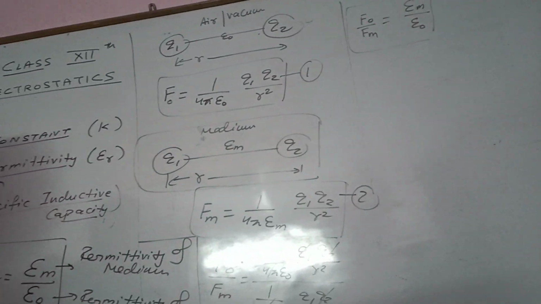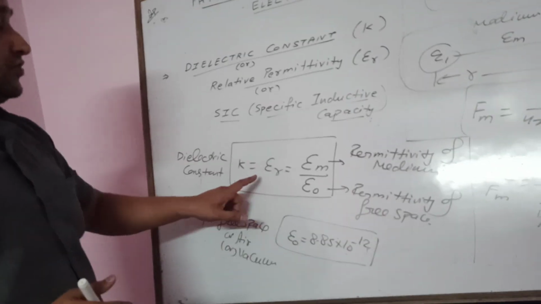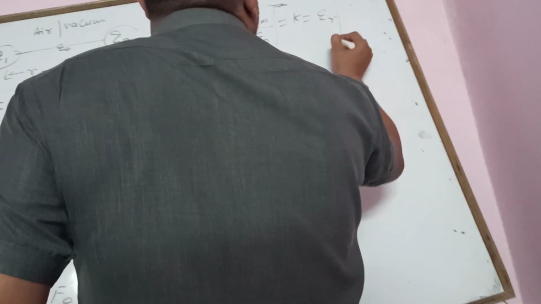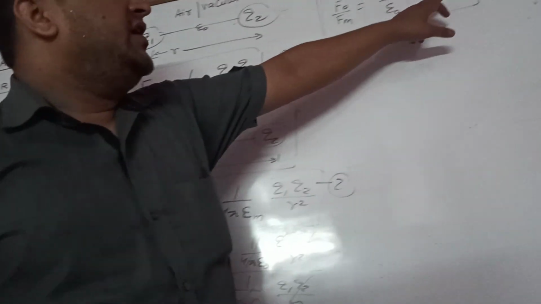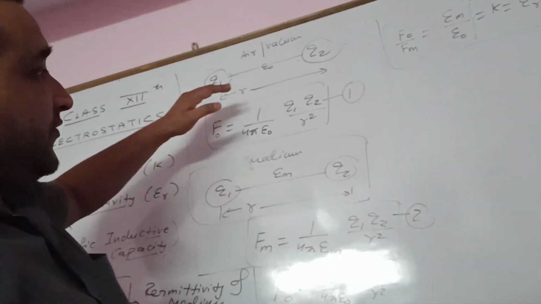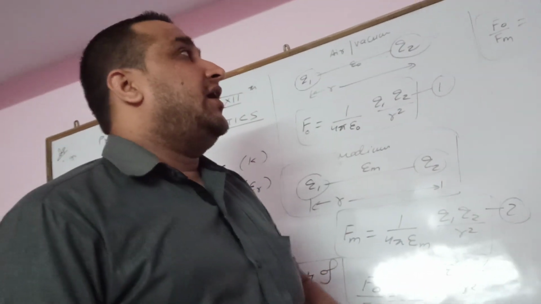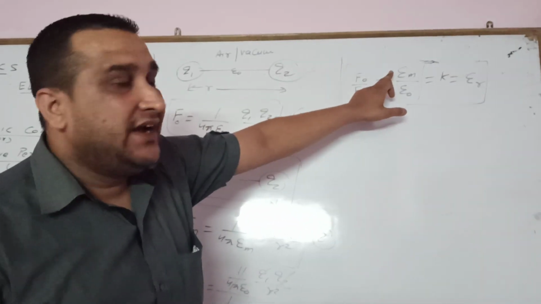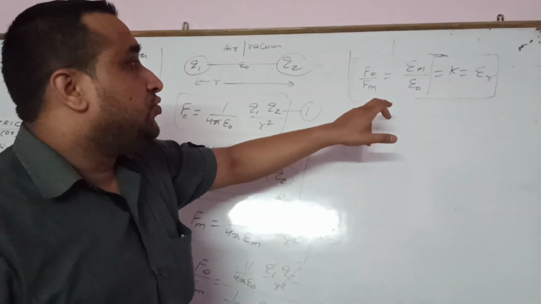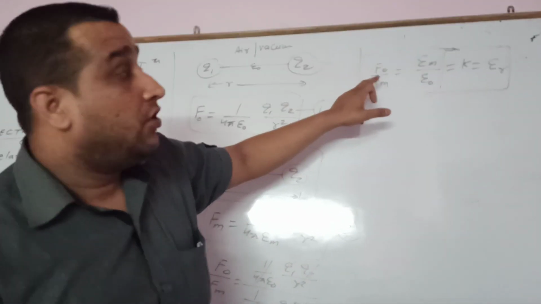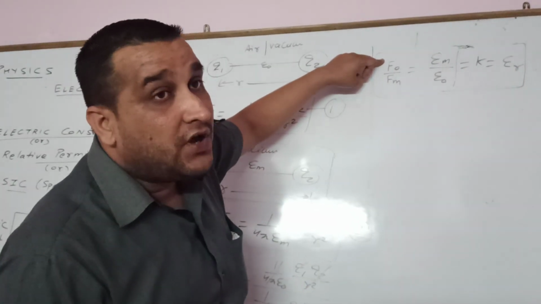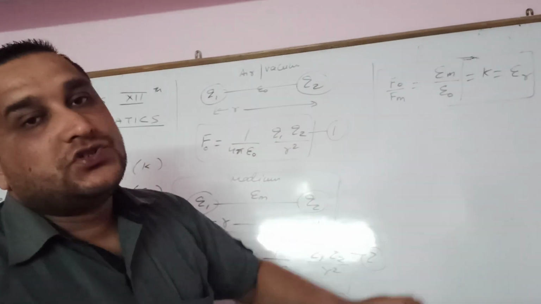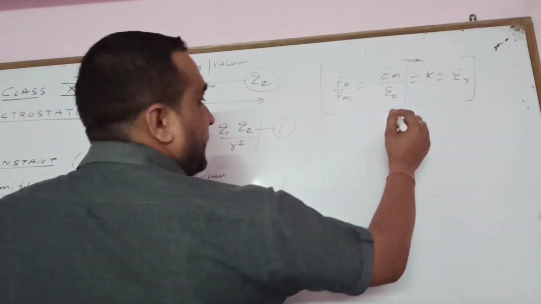From this equation, epsilon m upon epsilon naught is equal to K or epsilon r. This is the main formula for relative permittivity or dielectric constant. Hence, by dividing these two values, we get the definition that the dielectric constant or relative permittivity is the ratio of the permittivity of a medium to the permittivity of free space, and also the ratio of the electrostatic force when two charges are placed in vacuum to that when they are placed in a medium. So F naught upon Fm is also equal to K or epsilon r.